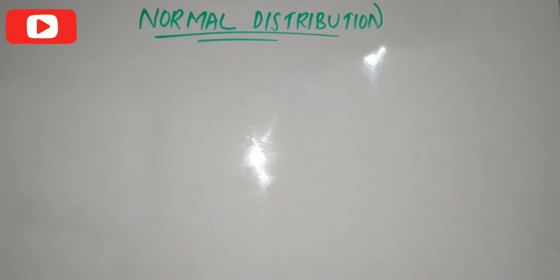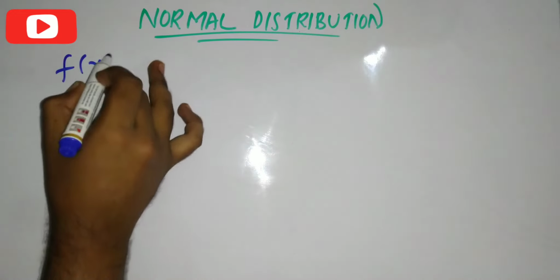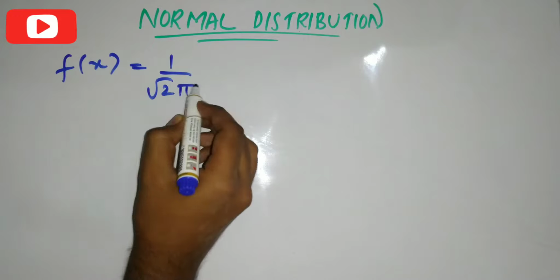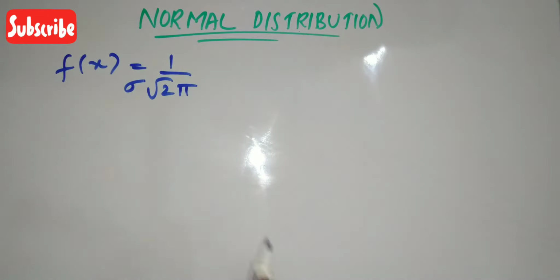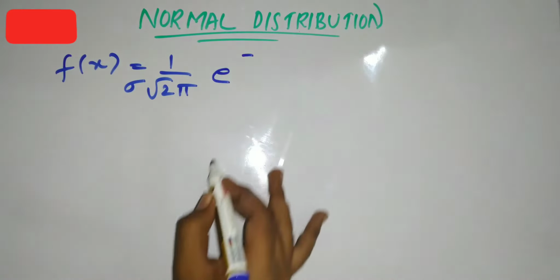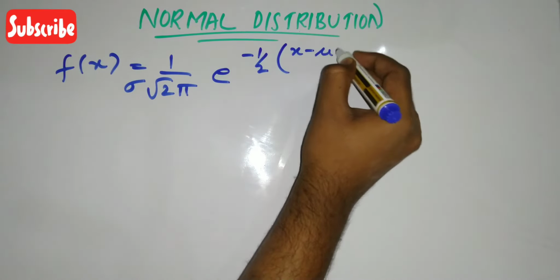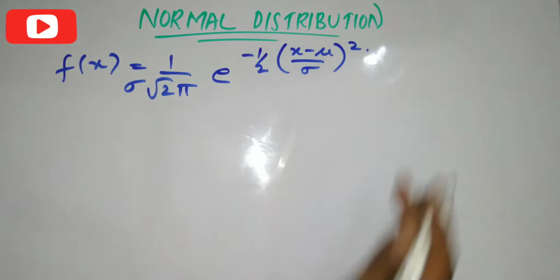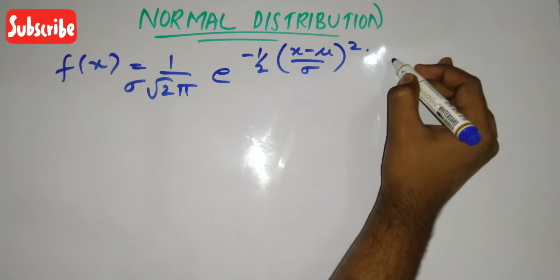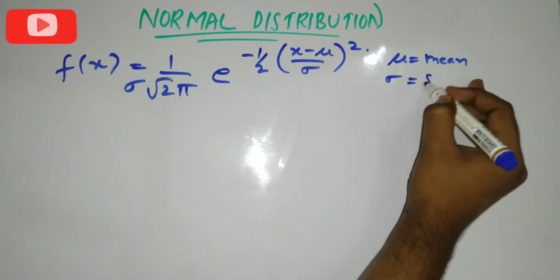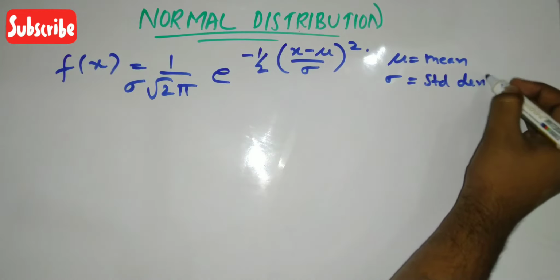So normal distribution is a continuous probability distribution with the probability distribution function given as f of x, which is equal to 1 by root 2 pi into sigma, e power minus 1 by 2 into (x minus mu by sigma) whole square, where mu is equal to mean and sigma is equal to standard deviation.